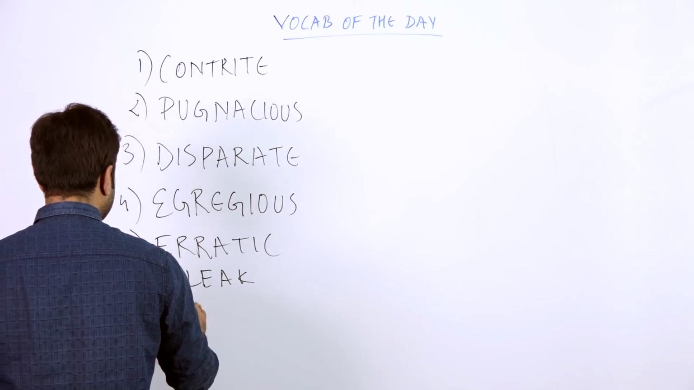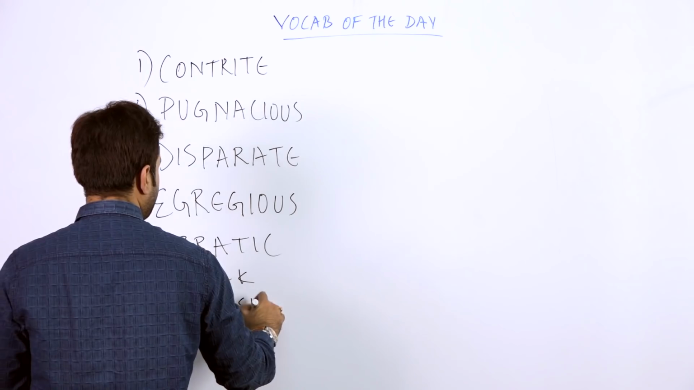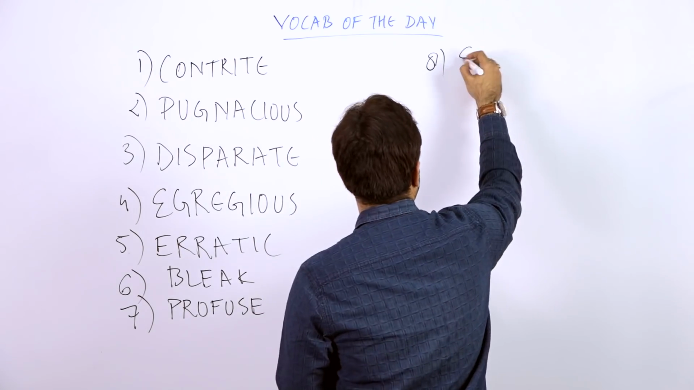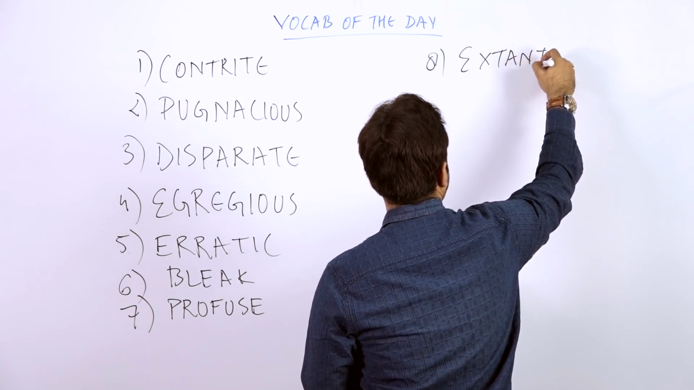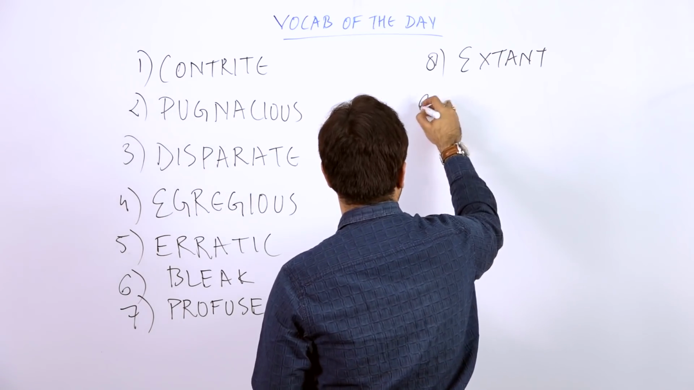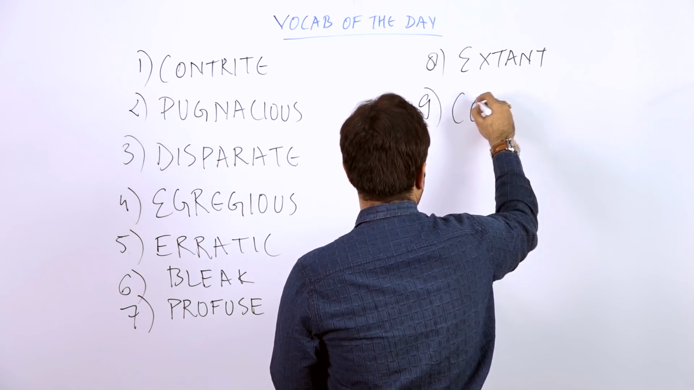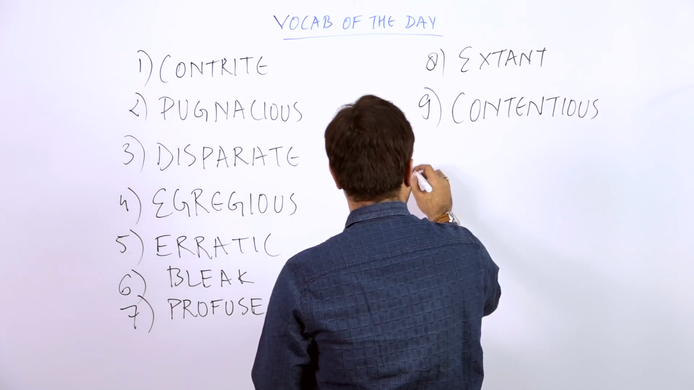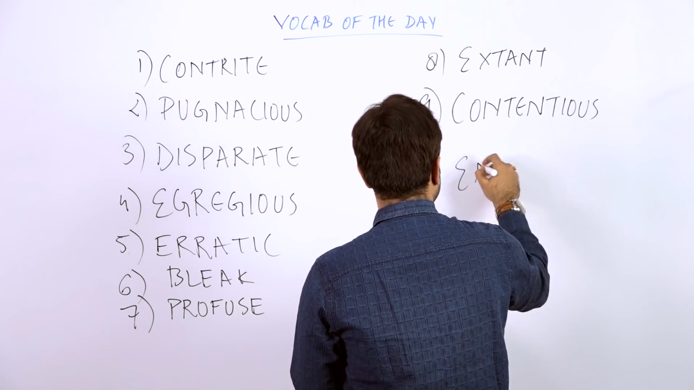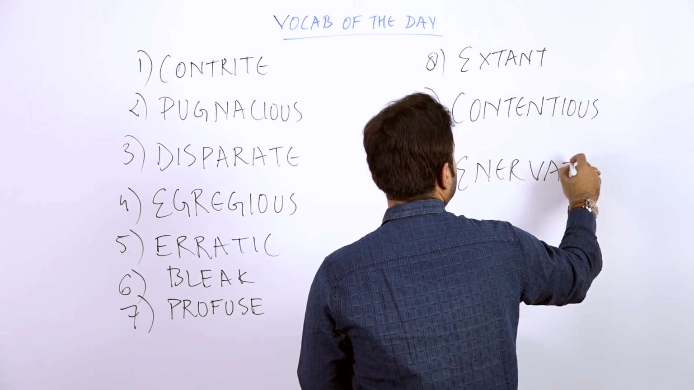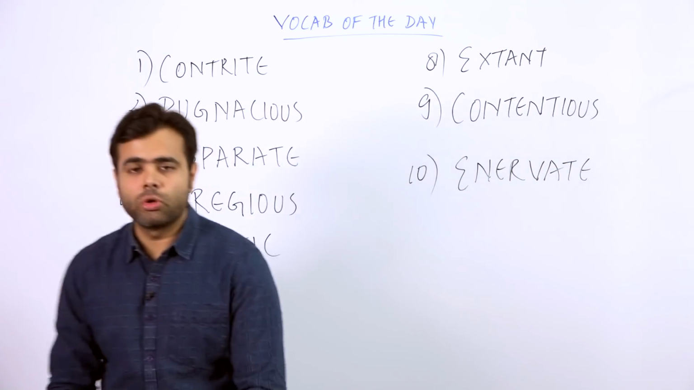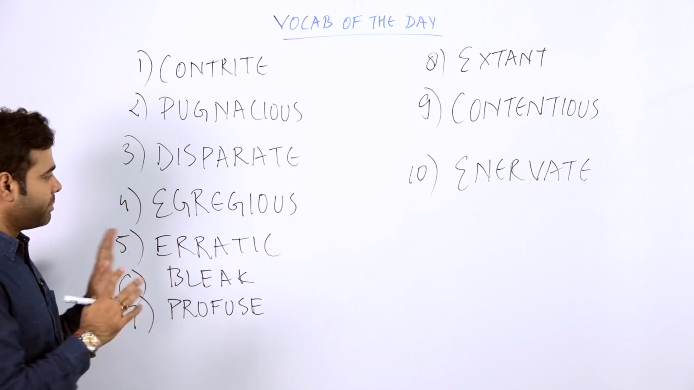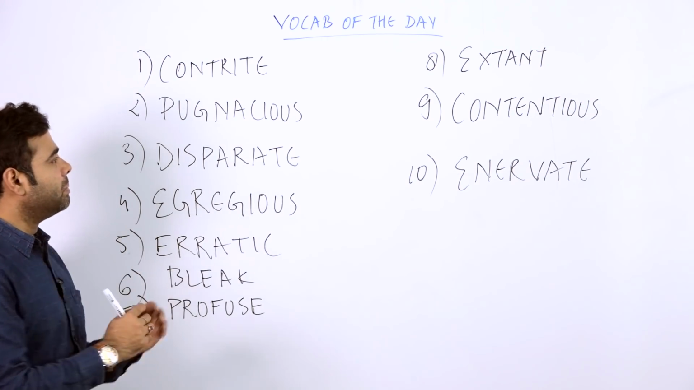And seventh word that I have taken is PROFUSE, profuse. The eighth word that we are going to discuss here, students, is EXTANT. Extant is not extinct, it is extant. The ninth word is CONTENTIOUS, contentious. And the last word that we will be discussing today is ENERVATE, enervate. So finally we have 10 words on the board. Students, my suggestion to you is you can take the screenshot. I hope it's pretty visible to you because I have written it a little bigger.